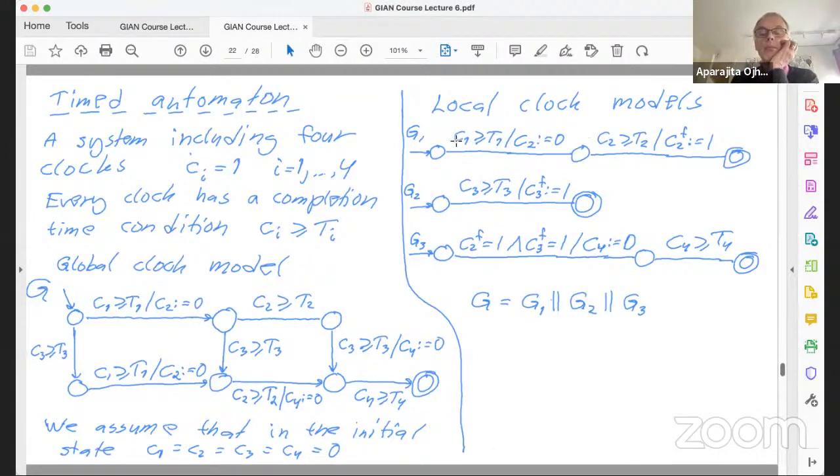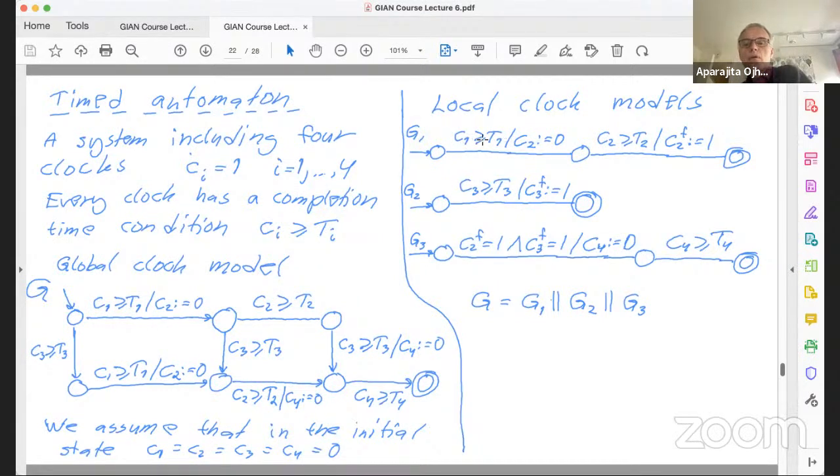But when you make the transition from state 0 to state 1, that can only happen if the time T1 has passed, if the clock C1 is greater or equal to T1. And then we assume that you make the transition as soon as possible. So in practice, the transition is taken exactly when you get equality here.